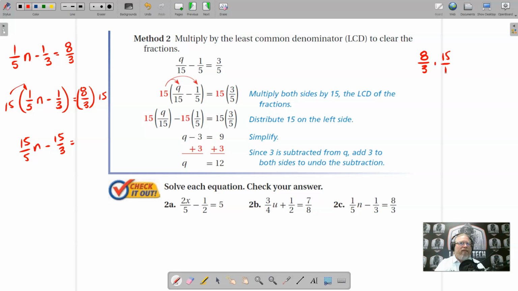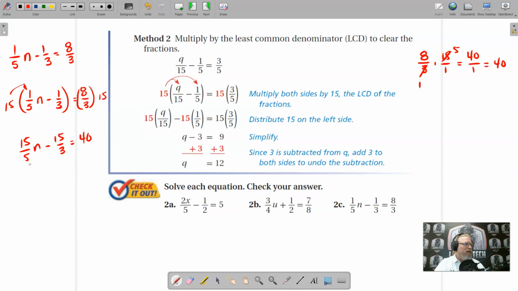I'm going to write this as a fraction. I want to show you what I'm doing in my head. So 3 divided by 3 is 1. 15 divided by 3 is 5. Now I can do 8 times 5 is 40 over 1, and that would equal 40. So the right side is going to equal 40 over here.